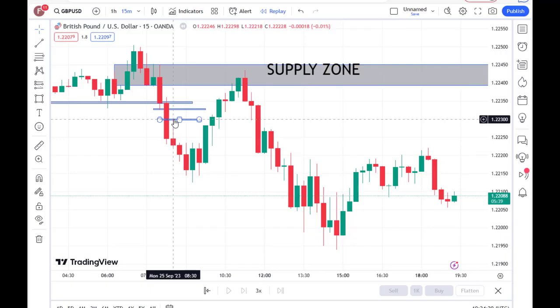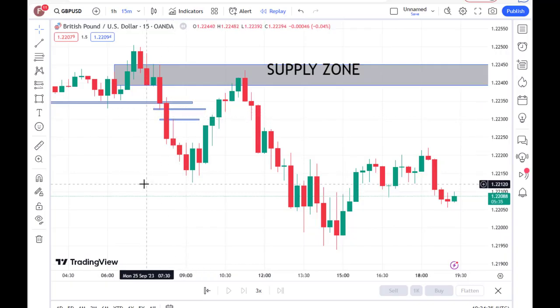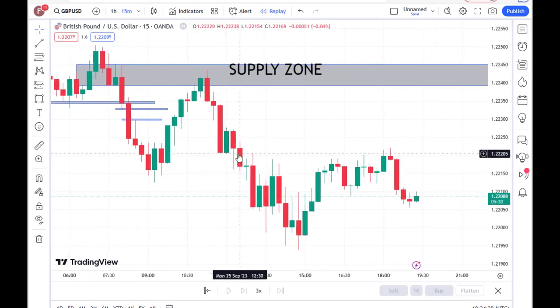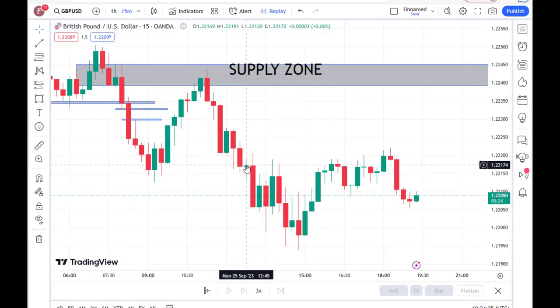Now if the 2 wicks actually touch here, it will not leave any imbalance. Okay, right. So for example, let's just take a simple scenario like this. For instance, you see that this candlestick here, the candlestick before this and the candlesticks after this, the wicks have touched.